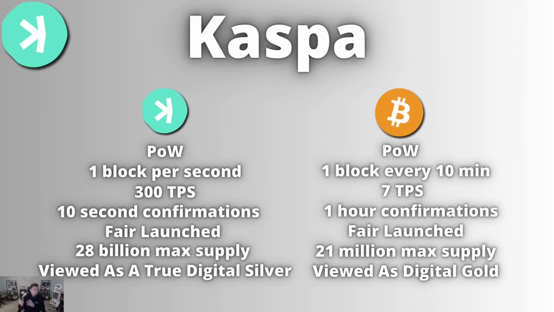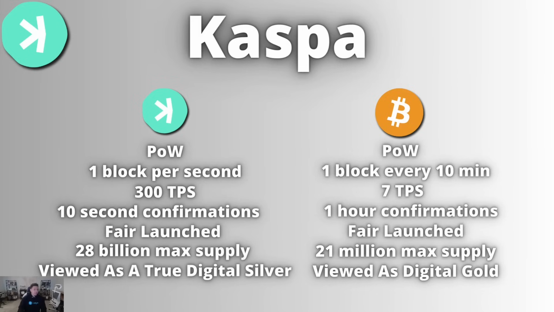When looking at some statistics between Kaspa and Bitcoin, they are both proof of work projects, but Kaspa is able to do 1 block per second, while Bitcoin is only able to do 1 block every 10 minutes. This allows Kaspa to process 300 transactions per second, while Bitcoin can still only do 7 transactions per second. Kaspa also has 10-second confirmation times, while Bitcoin is now struggling, hitting upwards to 1 hour to confirm transactions. And they are both fair launch projects.